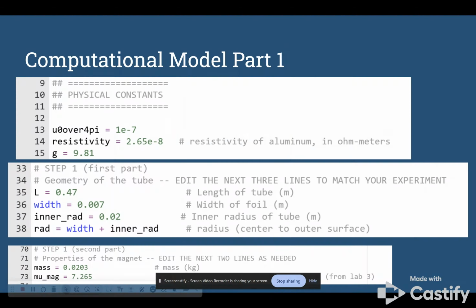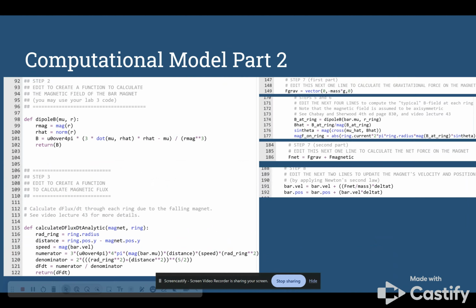All right, so here we have the computational model. Here are just some constants that we're defining at first, like the dimensions of the tube and the resistivity of the aluminum, and also the mass and magnetic dipole moment magnitude of the magnet. Now we have the function that creates the magnetic field of the bar magnet on the left. This is just writing out the equation of the magnetic field at any point.